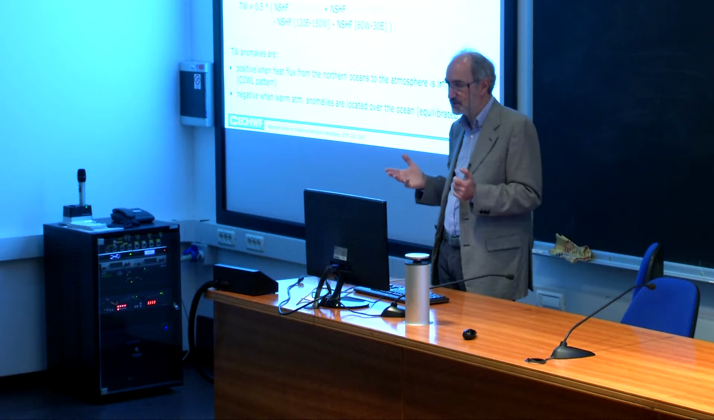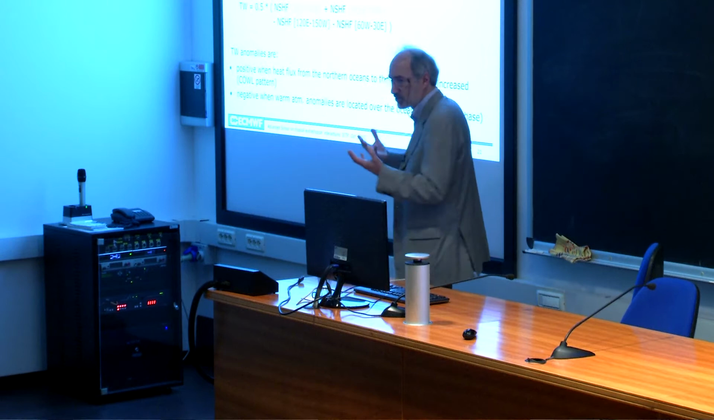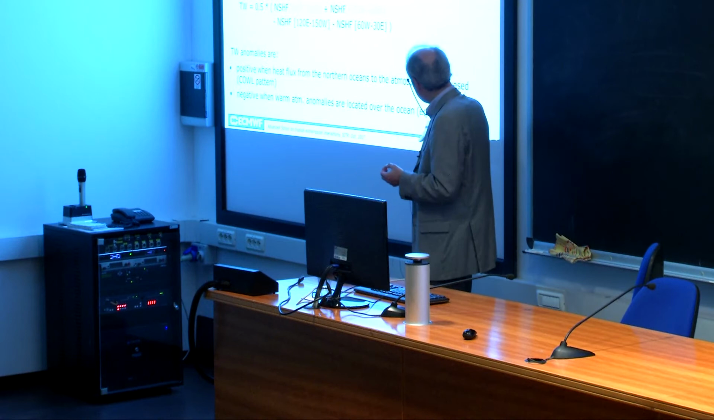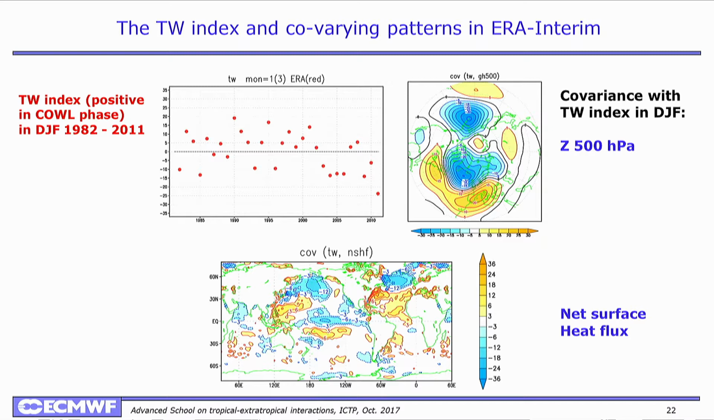an index which is positive when you have a positive transfer of heat from the Northern Ocean to the atmosphere. So you have upward heat flux over the oceans and downward heat flux over the continent. The opposite phase is related to the so-called equilibrated phase, where you have a warm atmospheric anomaly located over the ocean, so the fluxes are strongly reduced. If you compute this index from the ERA-Interim analysis for each winter, 1982 to 2001, you get quite a lot of interannual variability, but also some decadal variability. You can see, for example, in the last 10 years or so, the values are predominantly negative.